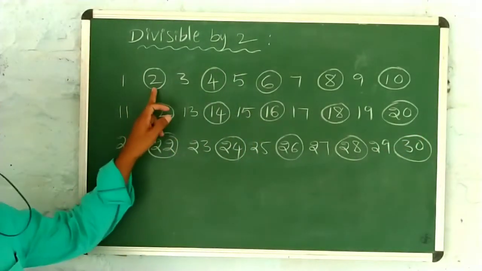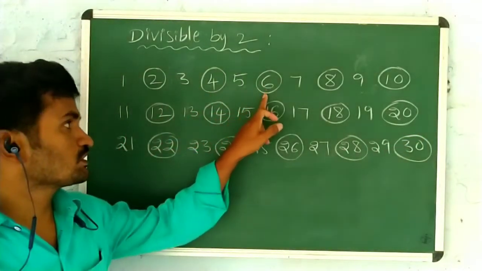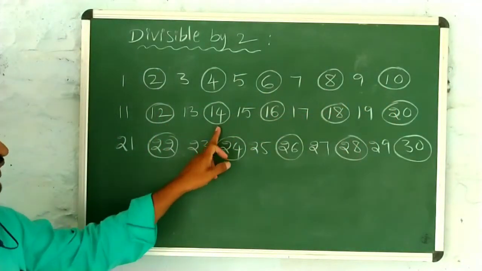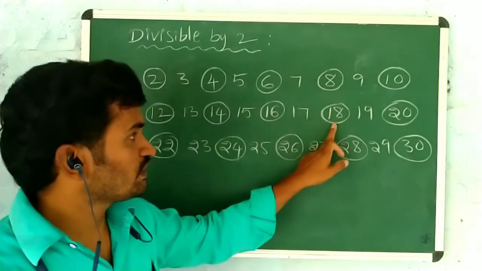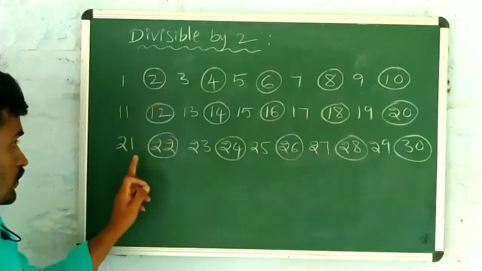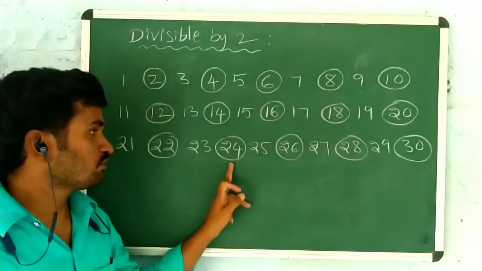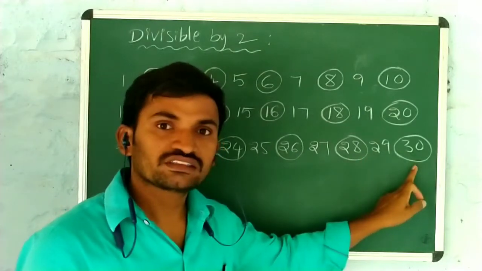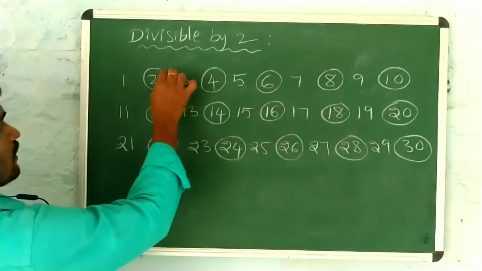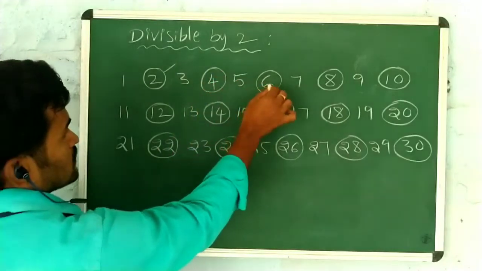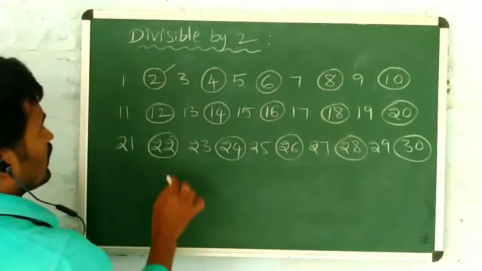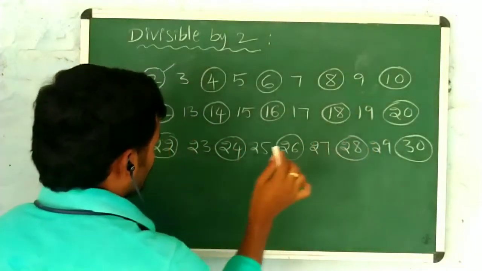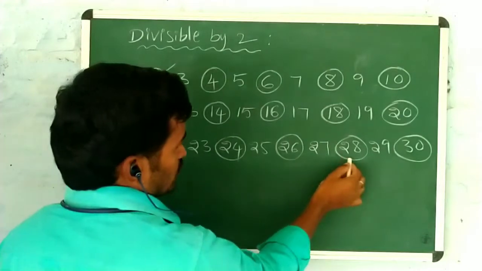See, 2 1 ja 2, 2 2 ja 4, 2 3 ja 6, 2 4 ja 8, 2 5 ja 10, 2 6 ja 12, 2 7 ja 14, 2 8 ja 16, 2 9 ja 18, 2 10 ja 20, 2 11 ja 22, 2 12 ja 24, 2 13 ja 26, 2 14 ja 28, 2 15 ja 30. Here: 2, 4, 6, 8, 10, 12, 14, 16, 18, 20, 22, 24, 26, 28, 30.